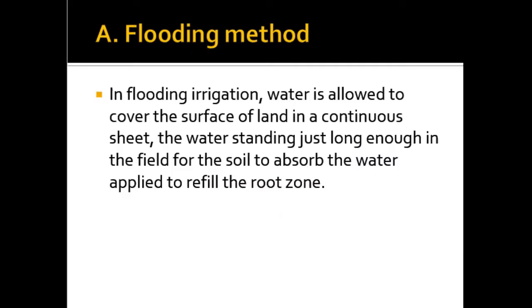Now, the surface irrigation method is further classified into three methods. First is the flooding method, second is contour farming, third is the furrow irrigation method. Here, first we will go through the flooding method of the surface irrigation system. In flooding irrigation, water is allowed to cover the surface of the land in a continuous sheet, the water standing just long enough in the field for the soil to absorb the water applied to refill the root zone.